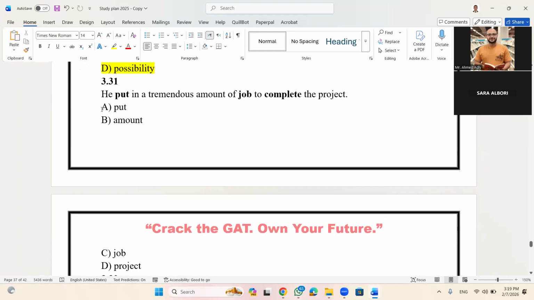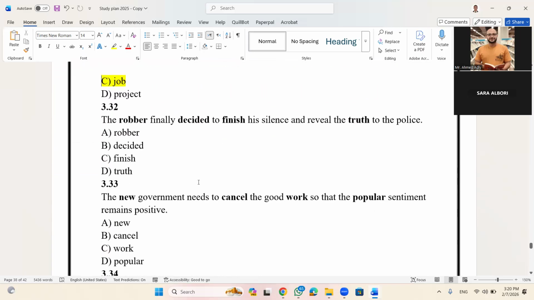He puts in a tremendous amount of job to complete the project. What is it about? It's about somebody who works hard to complete his project. It's job. Job, perfect. We gotta say work. A job is the name of the job, like a teacher, like a doctor. But the efforts that you put into something, this is called work. Good job, Sarah.